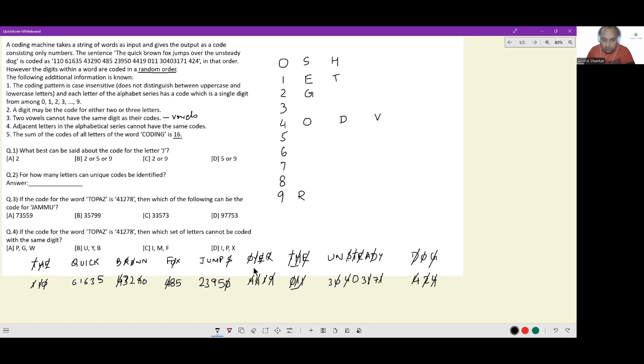Is there any other H? No. Okay, this is identified. So right now I have SHETGODV identified. So I'm going ahead and erasing all the letters and numbers that are already identified. Of course, in an ideal situation, if I was doing it in a notebook, I would rewrite all the stuff down. But here I'm just erasing stuff.